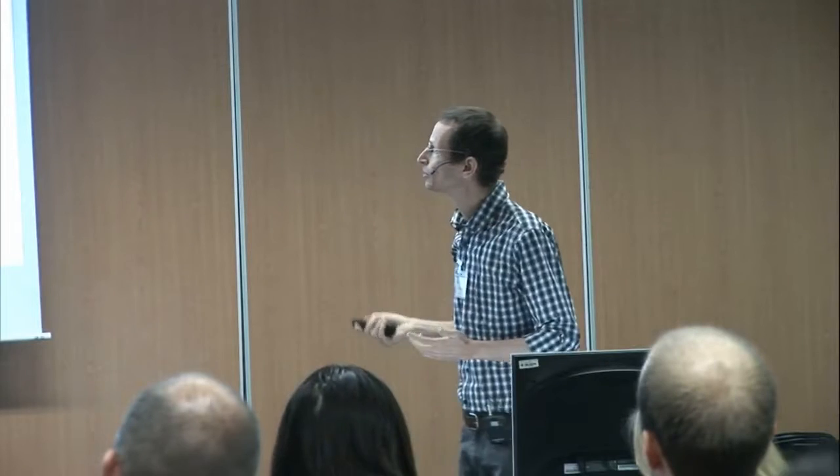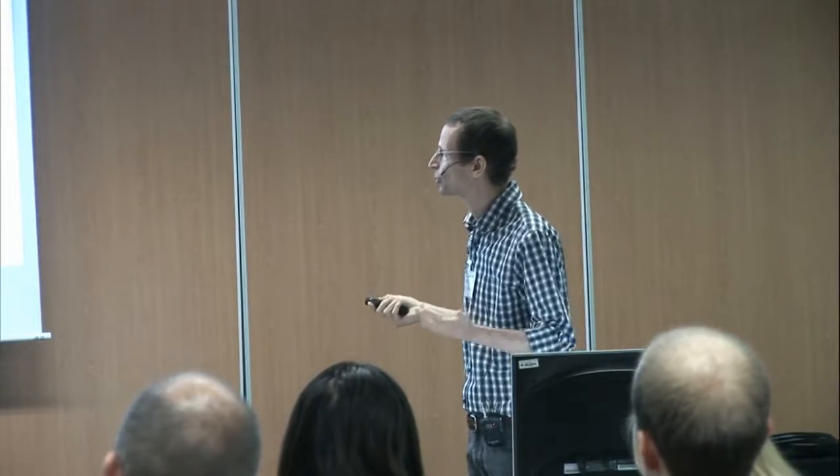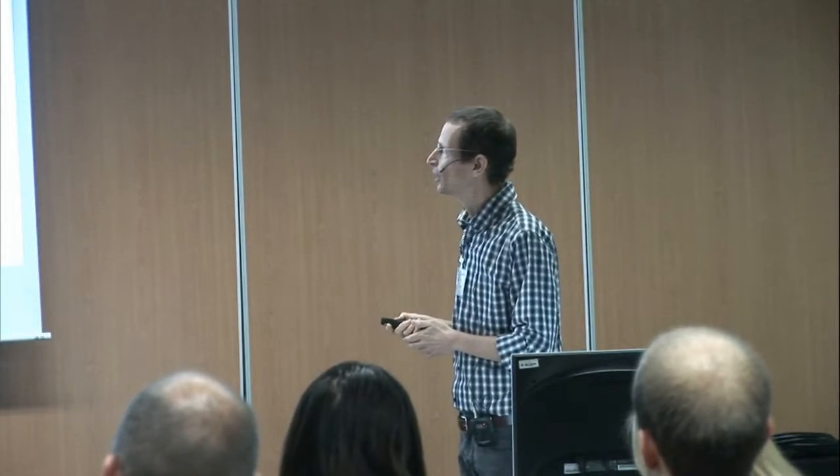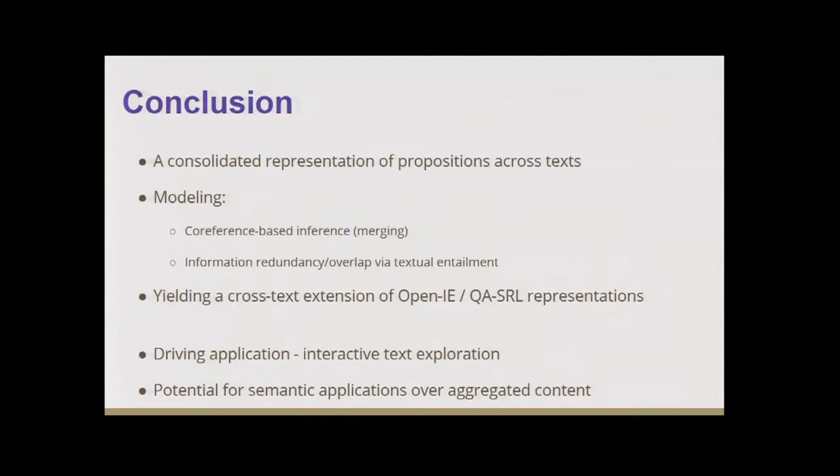So to conclude, I was basically suggesting a consolidation framework. It models both the coreference-based inference and the information redundancy. And what we got is this kind of cross-text predicate argument representation. We believe it has many applications, many potential applications that I just mentioned.